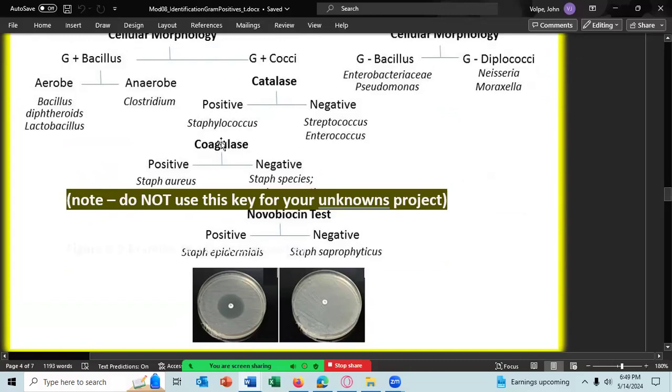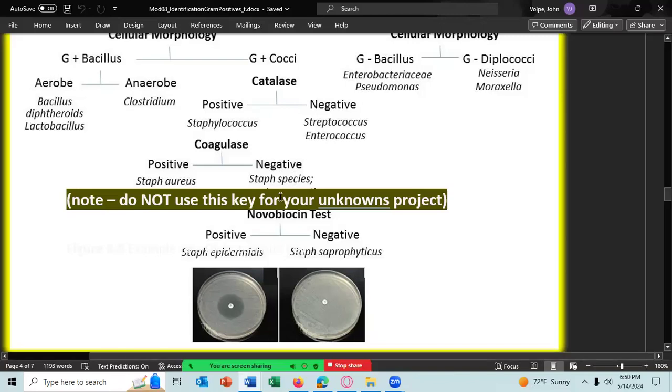If it's coagulase positive, it'll be Staphylococcus aureus. And if it's coagulase negative, it's some other member of the Staphylococcus family, like Staphylococcus epidermidis or Staphylococcus saprophyticus. And then you can separate those two by running the novobiocin test.